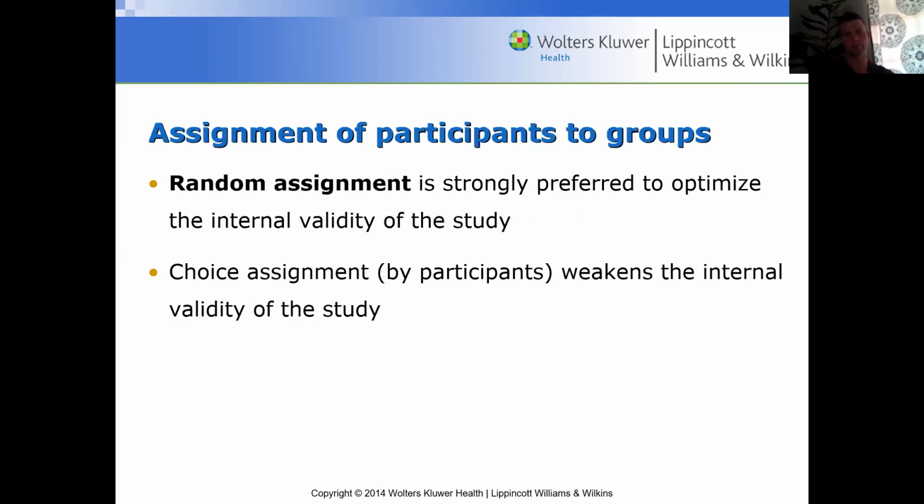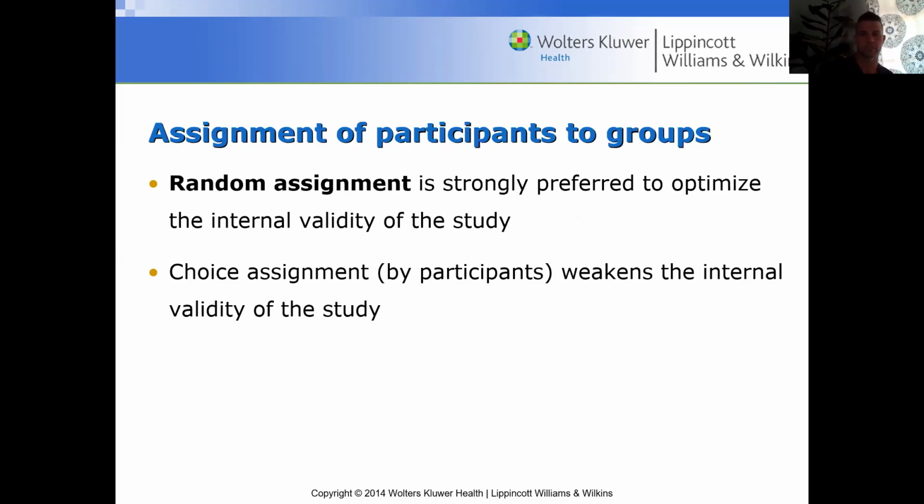Assignment of participants to groups. Random assignment is strongly, they really should have bolded strongly, preferred to optimize internal validity of the study, right? Again, you don't want to have the biggest, fastest, strongest people all in one group and the slowest, smallest, weakest people in another group. That's not going to help you figure out if something works or doesn't work, right?